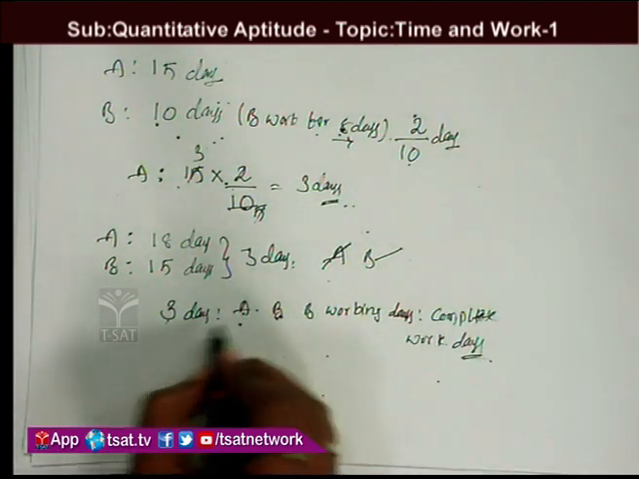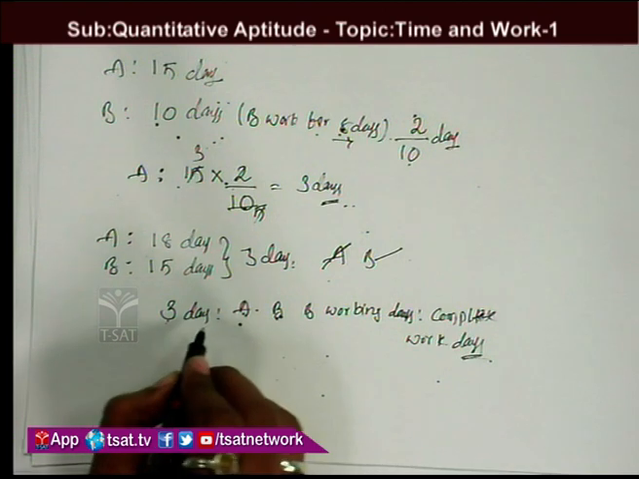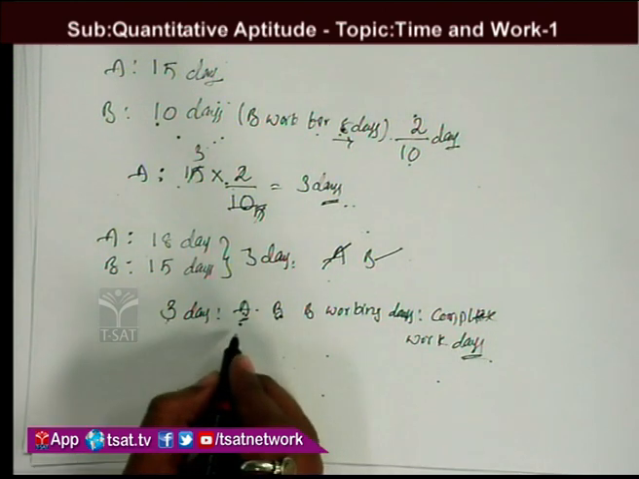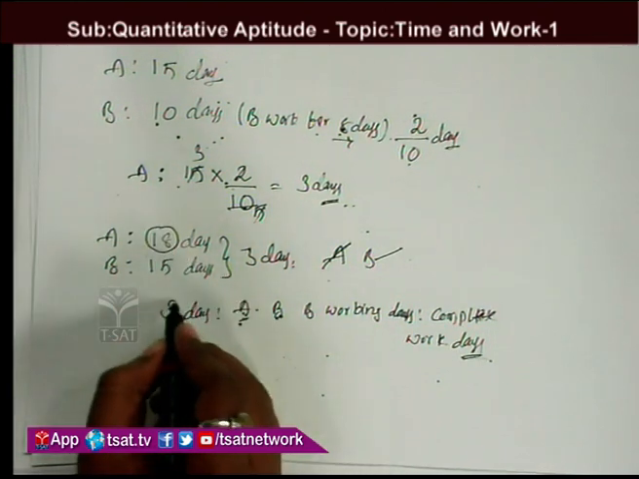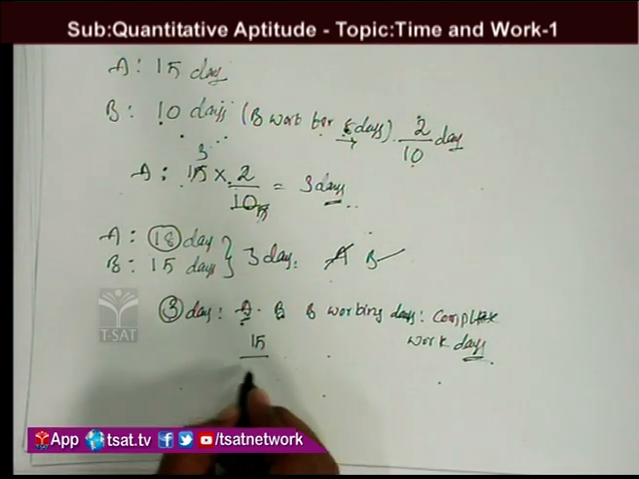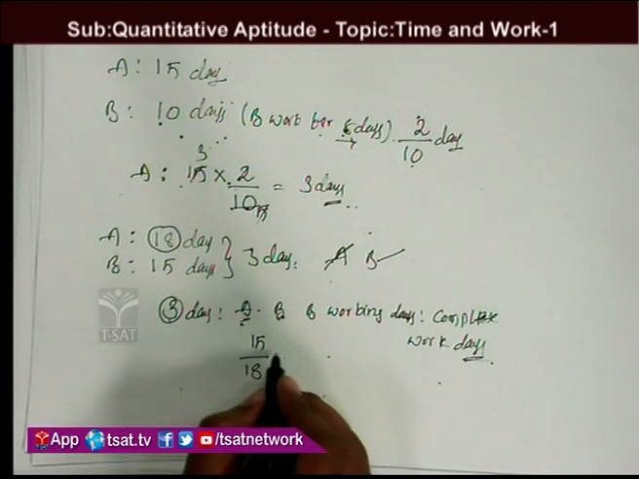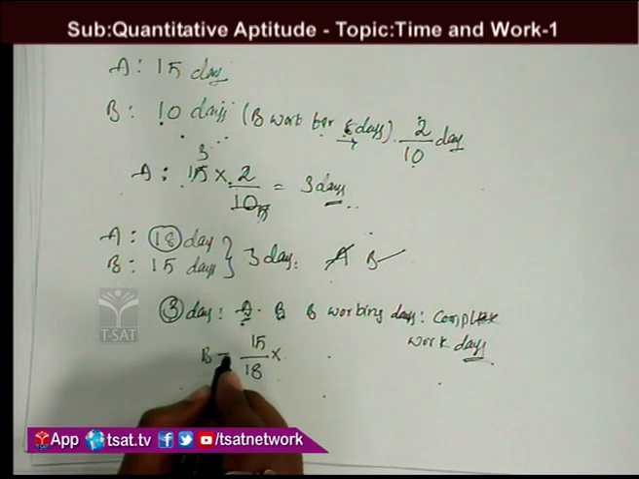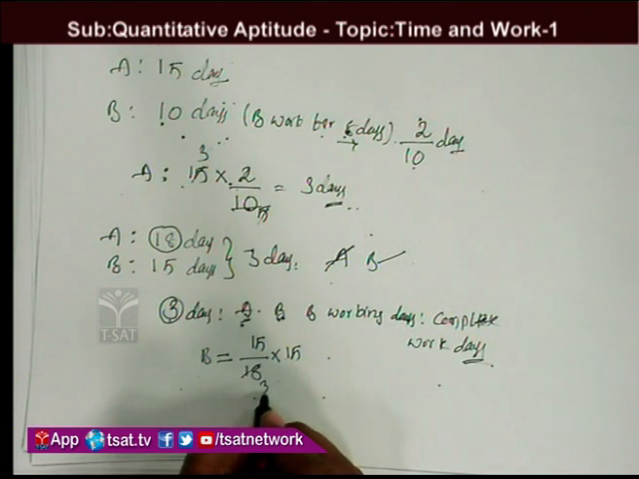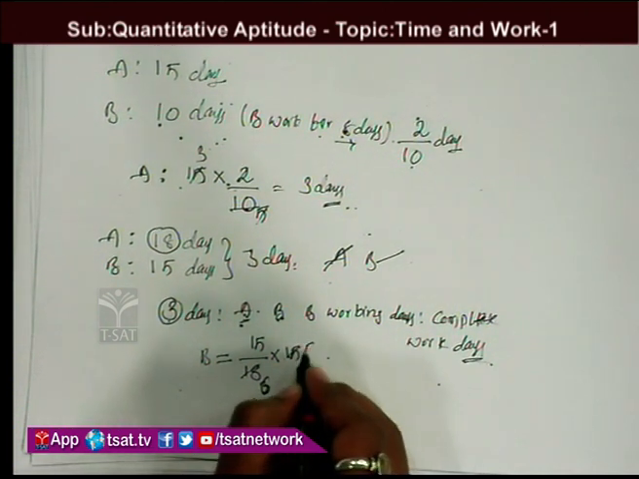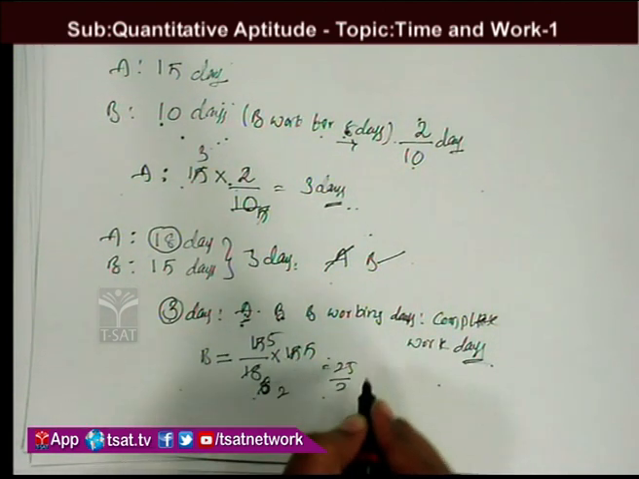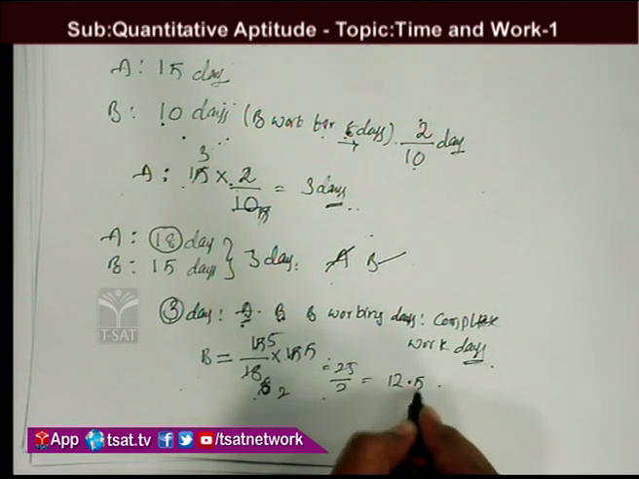A worked for 3 days, and after 3 days the remaining work is completed by B. So A worked 3 days out of 18 days, that means the remaining 15 days of work remains, that is 15 by 18, and this work is completed by B, whose time is 15 days. That gives 25 by 2 days, that means 12.5 days for the work to be completed.